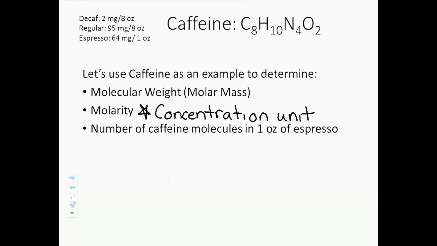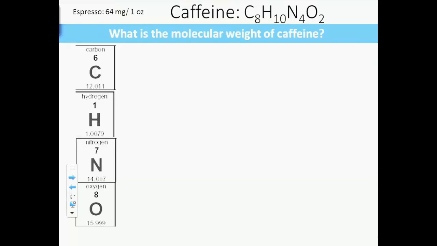So we're going to use caffeine as an example today to determine all of these things. Molecular weight, which another way of saying molecular weight is molar mass. We're going to use it to determine molarity, and we're also going to look at it to see how many caffeine molecules would exist in 1 ounce of espresso.